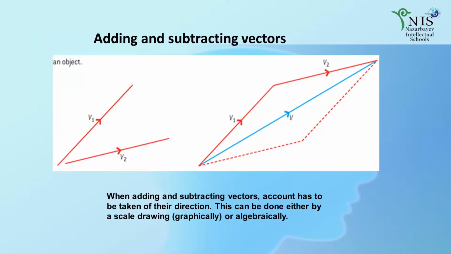Then, adding and subtracting vectors. When adding and subtracting vectors, account has to be taken of their direction. This can be done either by scale drawing graphically or algebraically. For example, there are two ways of adding two vectors: the parallelogram method and the triangle method.